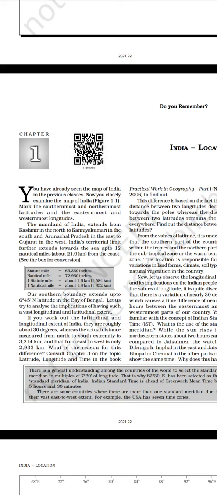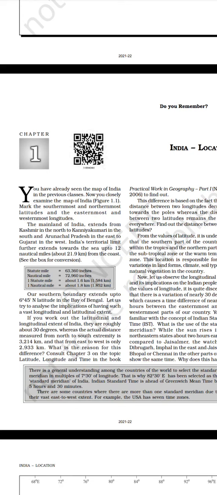Statute mile: 63,360 inches. Nautical mile: 72,960 inches. One statute mile is equal to about 1.6 kilometers, 1.584 kilometers. One nautical mile is equal to about 1.8 kilometers, 1.852 kilometers. Our southern boundary extends up to 6 degrees 45 minutes north latitude in the Bay of Bengal.